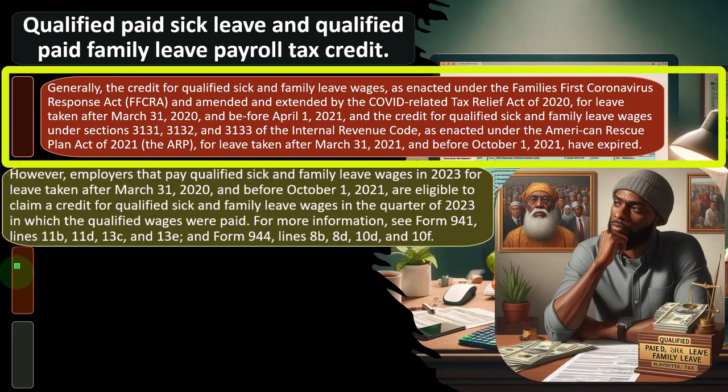However, employers that pay qualified sick and family leave wages in 2023 for leave taken after March 31st, 2020 and before October 1st, 2021 are eligible to claim a credit for qualified sick and family leave wages in the quarter of 2023 in which the qualified wages were paid. For more information, see Form 941, Lines 11B, 11D, 13C, 13E, and Form 944.